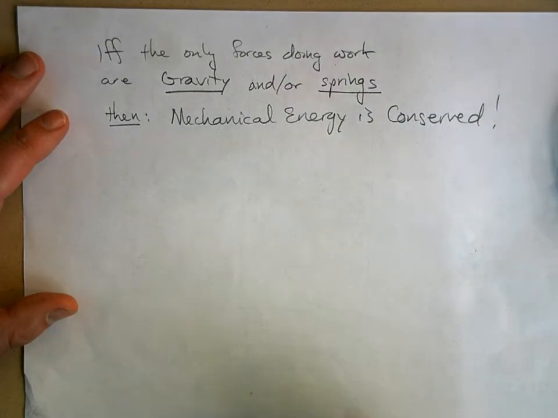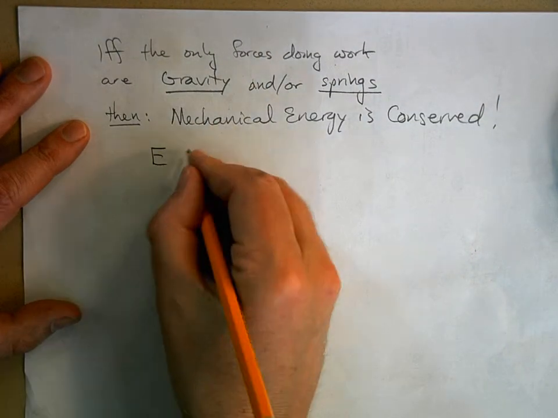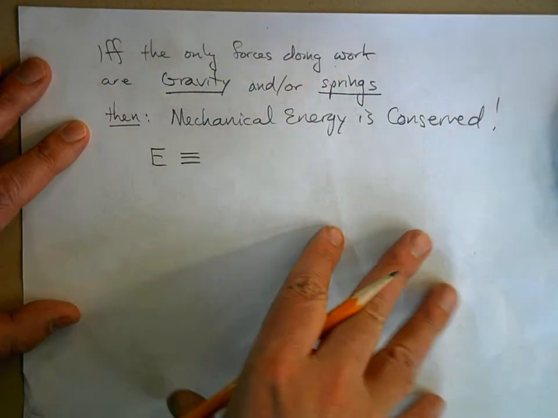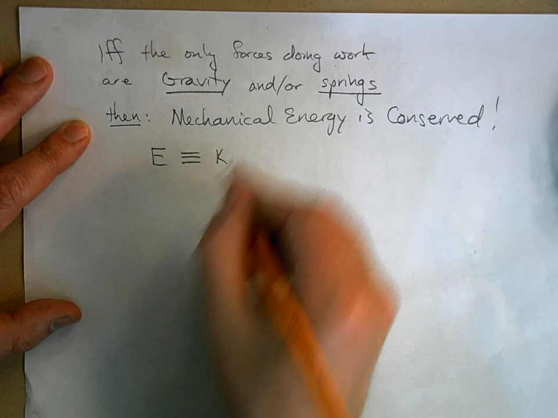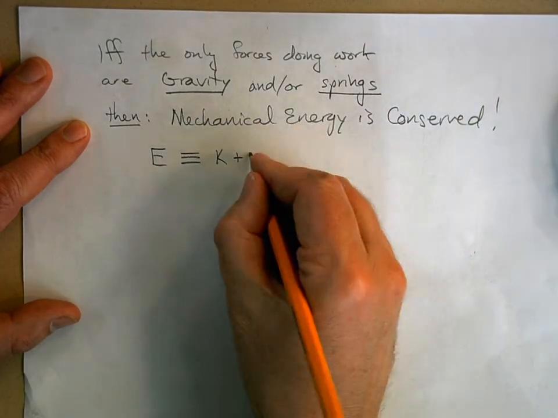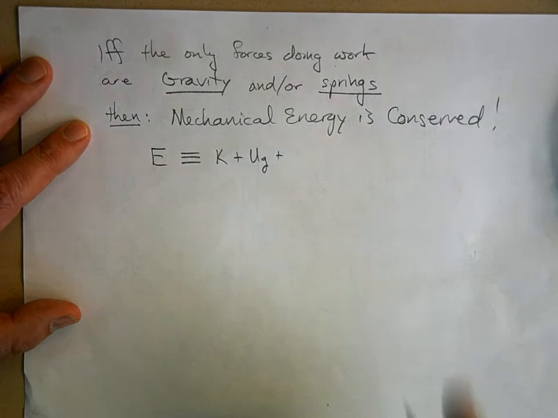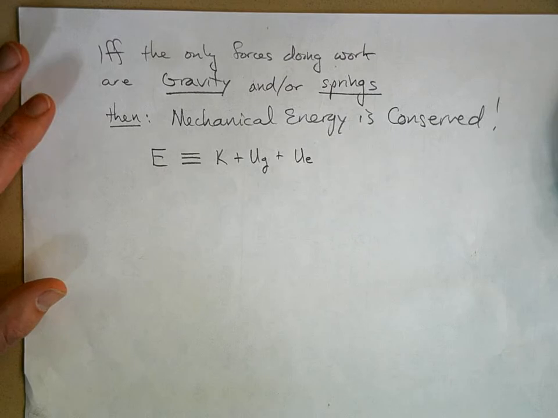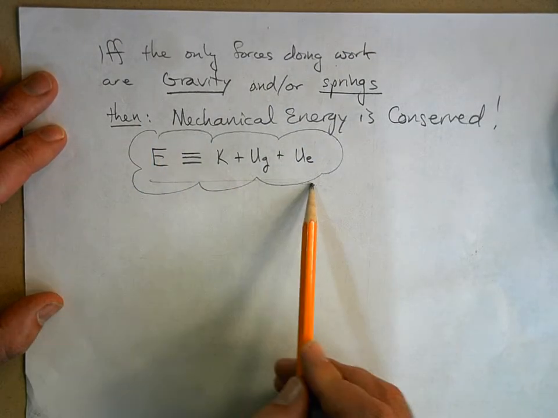And now, let's define mechanical energy. Mechanical energy, by definition, is when I take a look at an object and I say, is it moving? That's kinetic energy. Does it have height? That's gravitational potential energy. Is there a spring involved? That's elastic potential energy. Okay? So this defines what mechanical energy is.